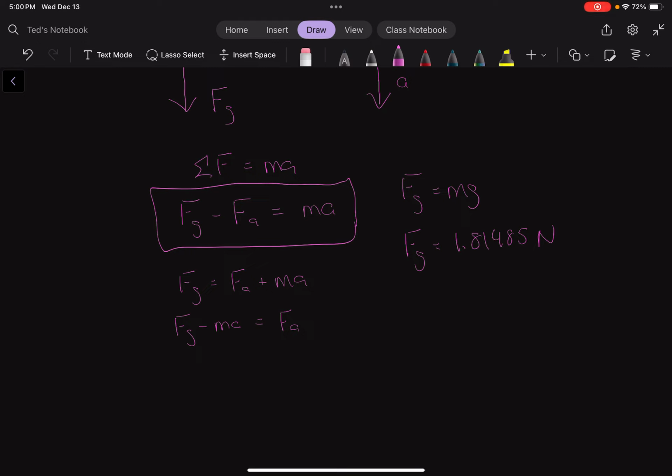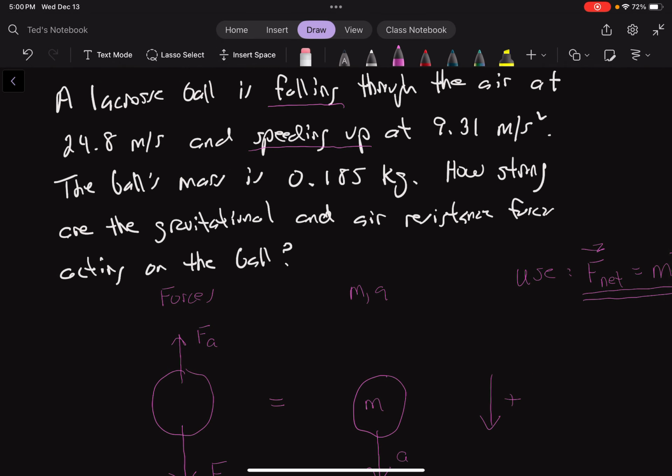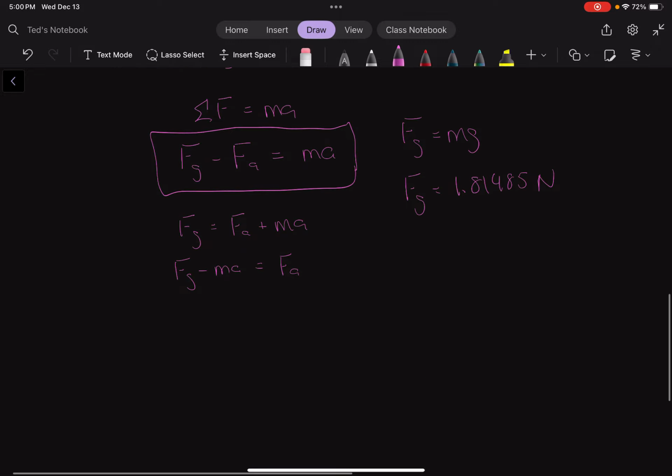So now I can plug in my numbers. I already have a number for force of gravity, so I'm going to take that number and subtract from it the mass times the acceleration. So my mass is 0.185 and my acceleration is 9.31. So I'm left with my force of air resistance is equal to 0.0925 newtons.